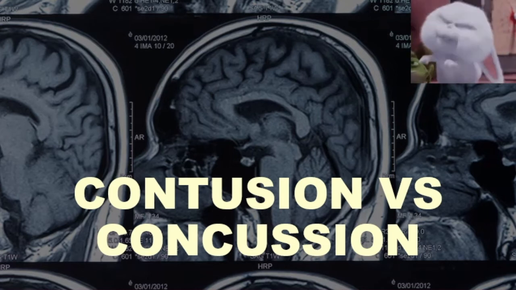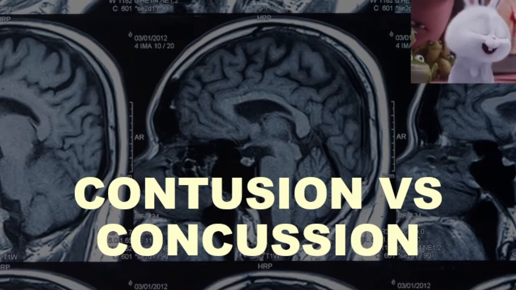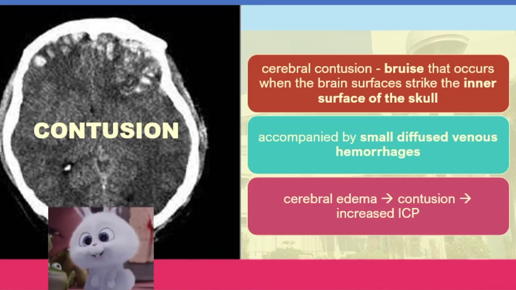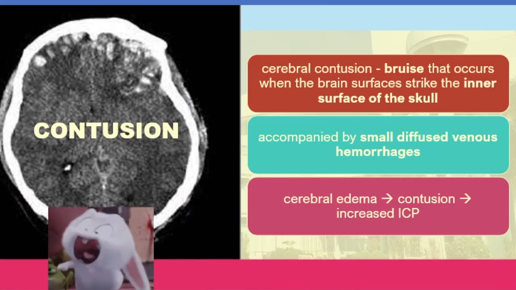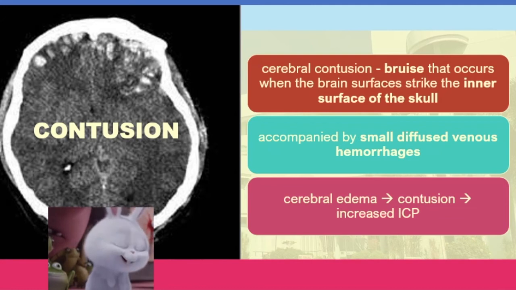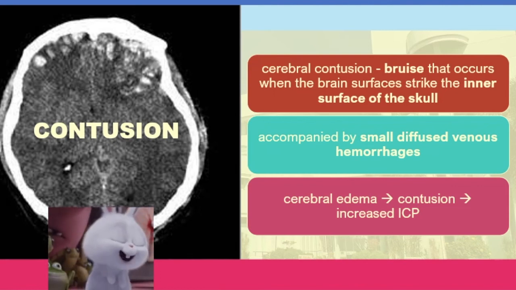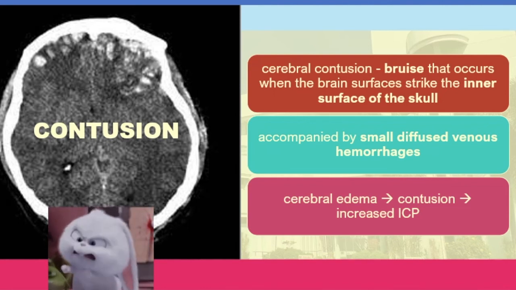Another set of disorders or conditions that we may want to know is your contusion versus your concussion. These are two different terms, contusion versus concussion. Now, when I say, class, contusion, your cerebral contusion is the bruise that occurs when the brain surface would strike the inner surface of the skull. The big word there is bruise. And this is accompanied by small diffuse venous hemorrhage. You highlight small and you also highlight venous.